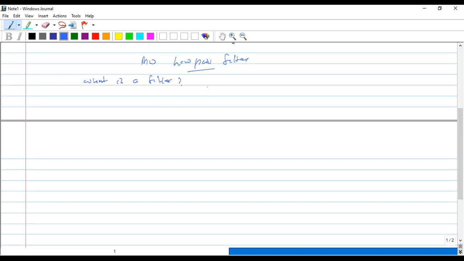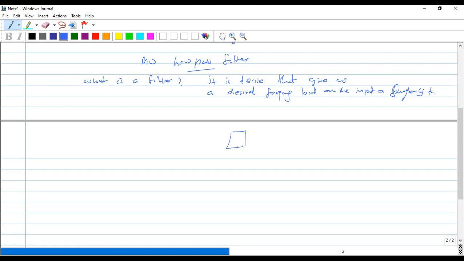Actually, it is a device that gives us a desired frequency band from the input, which has some frequency bands. If we give an input, there can be a frequency band, and the filter will give us the desired frequency band.